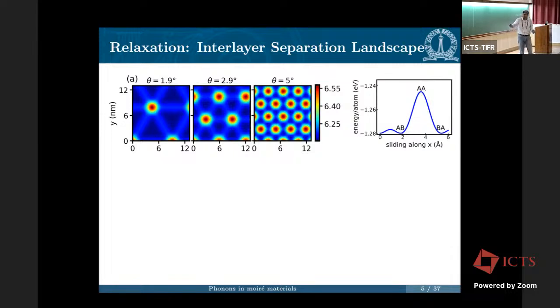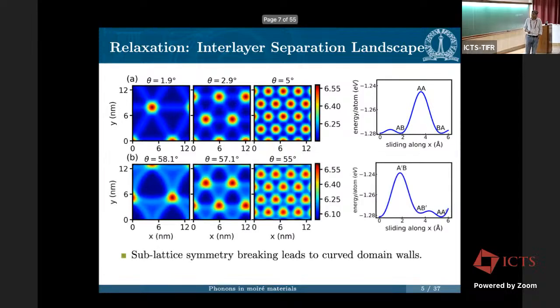right? So essentially what you get is these domain wall networks, which are very well known, and as the angle decreases, all that happens is the area of this stable stacking keeps increasing. Now this is near 0 degrees in TMDCs. If you go near 60 degrees, you basically get a slightly different looking picture.